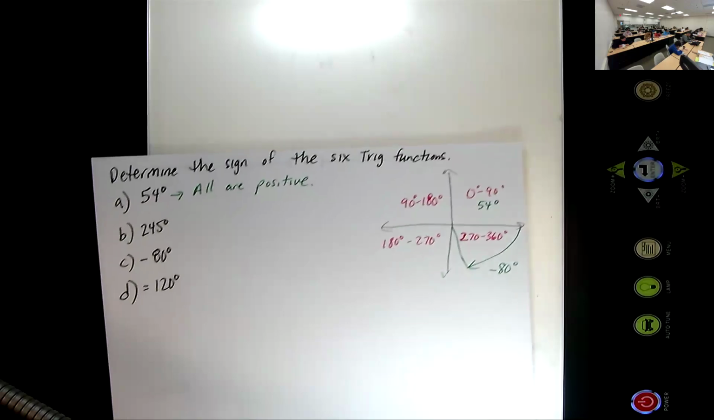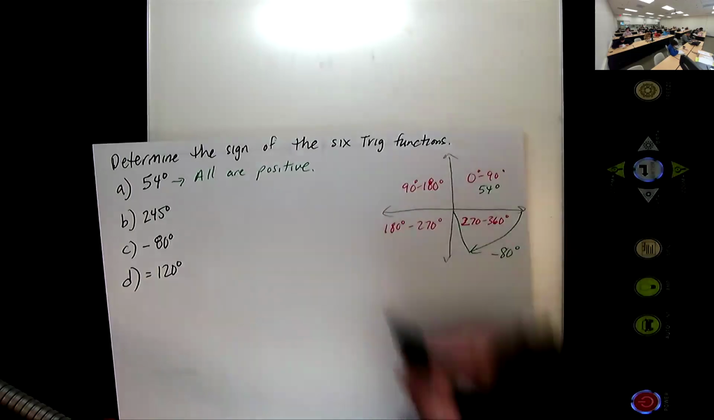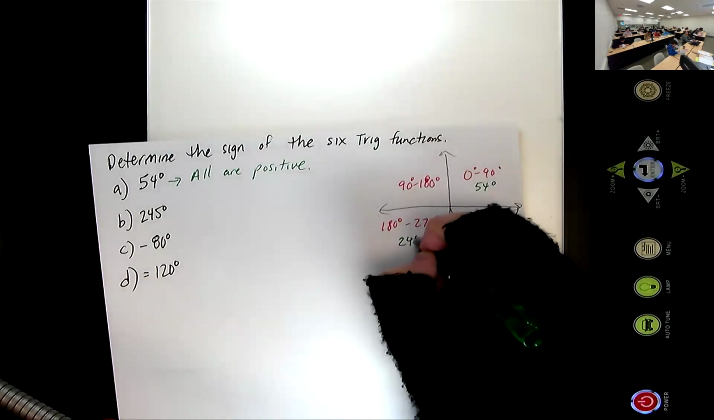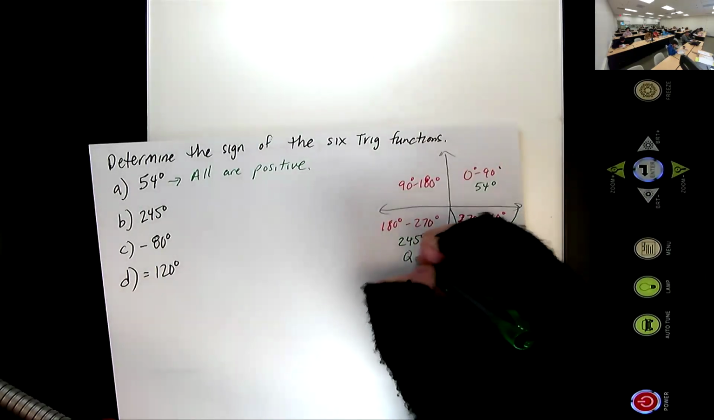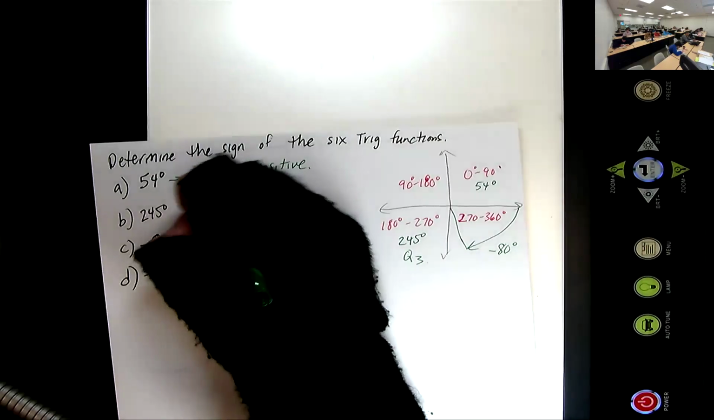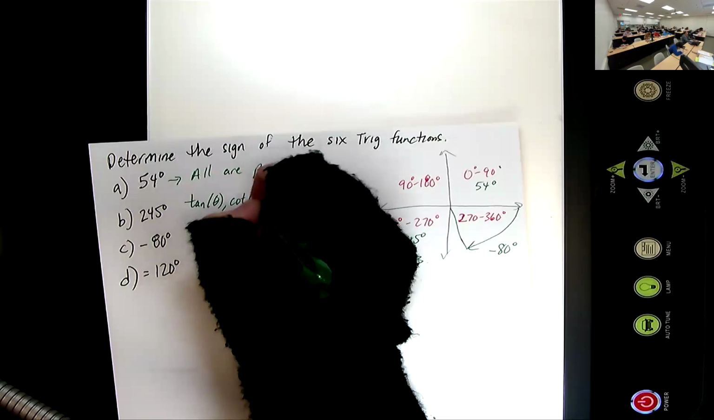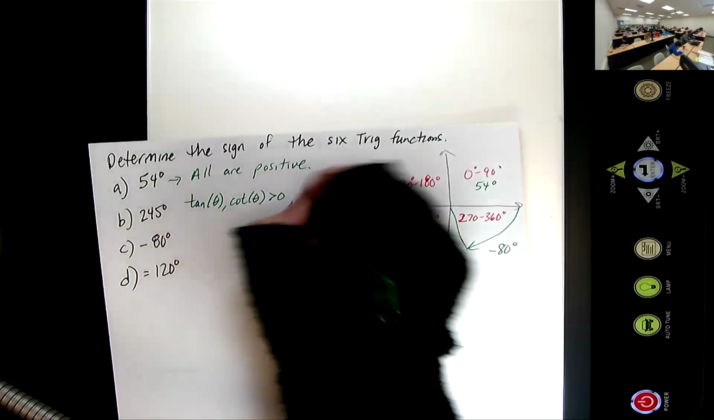On B, which quadrant are we in for 245? We're in quadrant 3. And which ones were positive in quadrant 3? Tangent and cotangent are positive. Tangent theta and cotangent theta are greater than 0, the rest are negative.